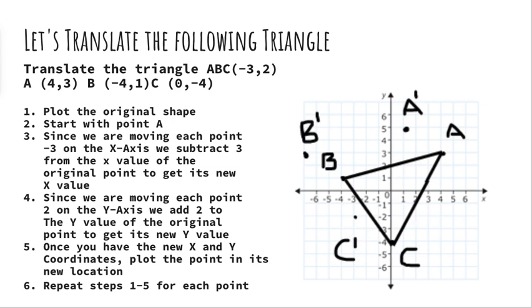Now let's connect our lines. This is going to be our translated triangle, and there it is. You can see that we've slid it up and to the left a little bit, which makes sense because we moved negative on the x, which means to the left, and positive on the y, which means we moved it a little up.